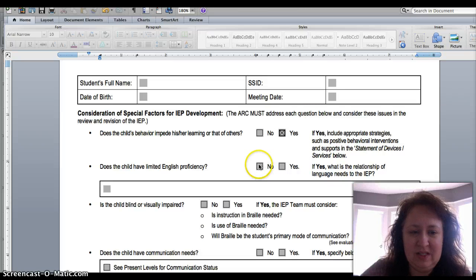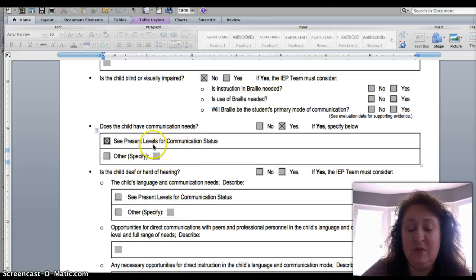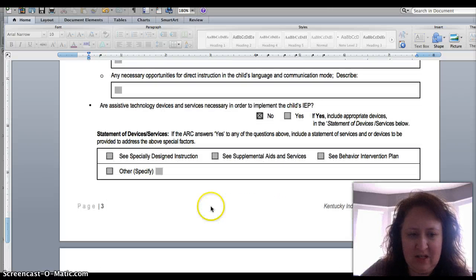For this student, we're going to say she does not have limited English proficiency. She is not blind, and so I don't need to fill out the rest of that. Does the child have communication needs? I'm going to say yes. See present levels, where the speech pathologist would write a goal. Is she deaf or hard of hearing? I'm going to say no, because she is not. Are assistive technology devices needed? She does not need assistive technology.